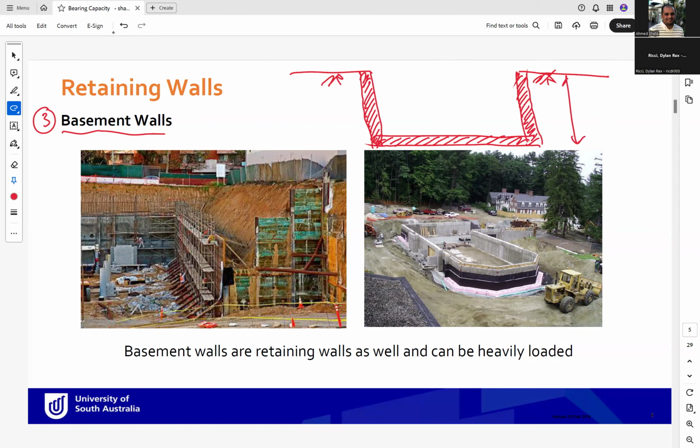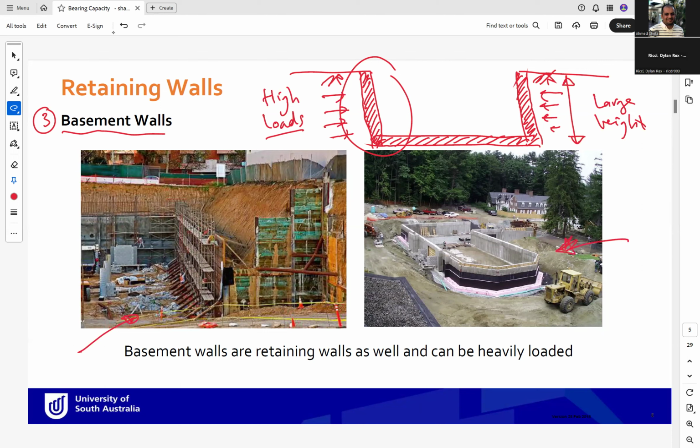Also here, the height of soil is large. Again, the loads from the soil retained behind this wall are high, so we need to be careful when we are designing this type of wall. As you can see, here are some basement walls, and here as well. This is the basement wall height. After they finish the construction of the basement walls, they will fill the surrounding area with soil and then start constructing the superstructure part.